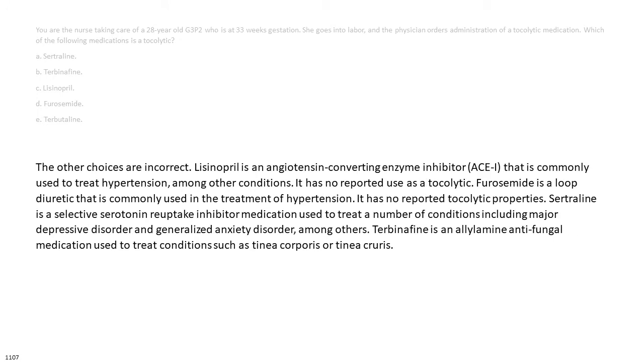Lisinopril is an angiotensin-converting enzyme inhibitor, ACEI, that is commonly used to treat hypertension, among other conditions. It has no reported use as a tocolytic. Furosemide is a loop diuretic that is commonly used in the treatment of hypertension. It has no reported tocolytic properties.